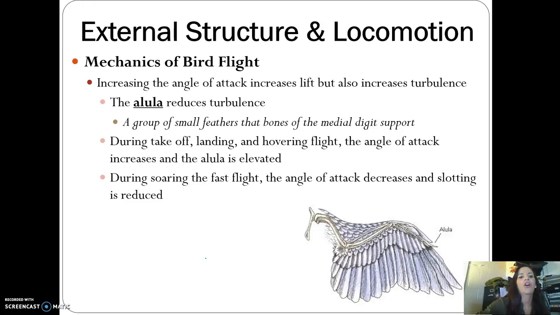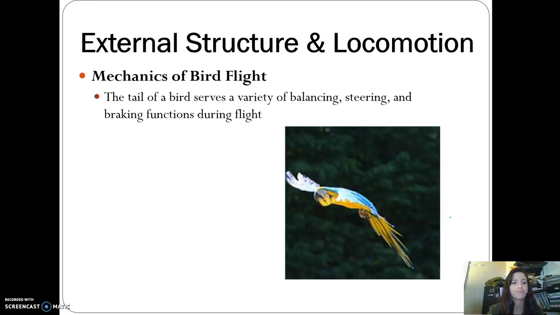So there's a structure called the alula, which reduces turbulence, and this is just a small group of feathers that you see in this picture here. It helps during takeoff, landing, and hovering flight, which causes the angle of attack to increase, and then it gets lifted. During soaring flight, it gets reduced to help keep that same angle of attack decreased.